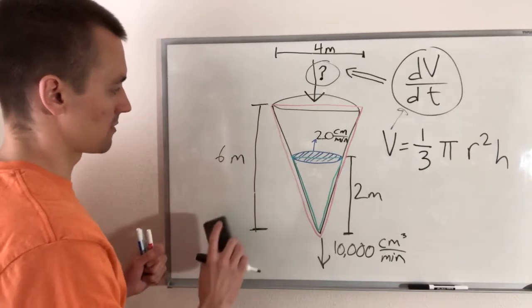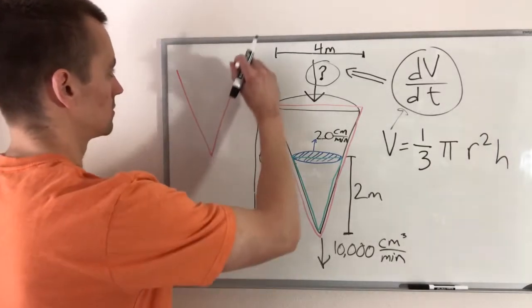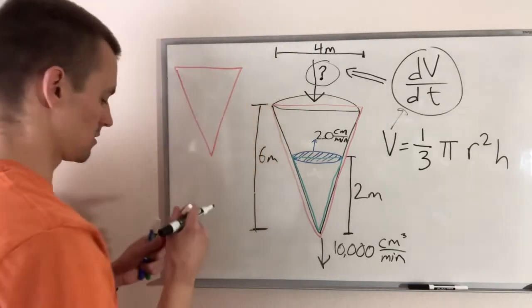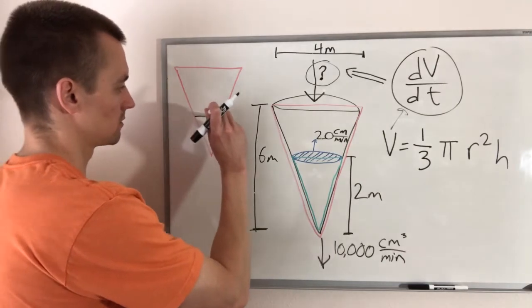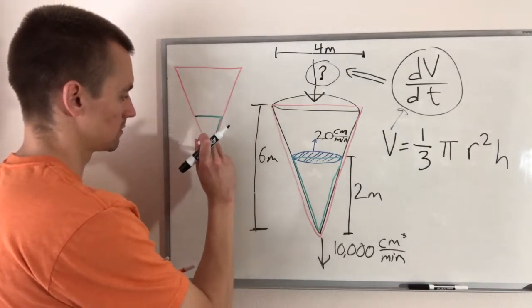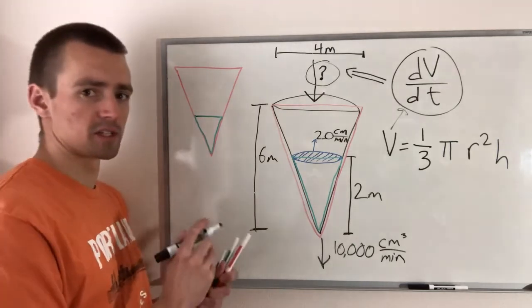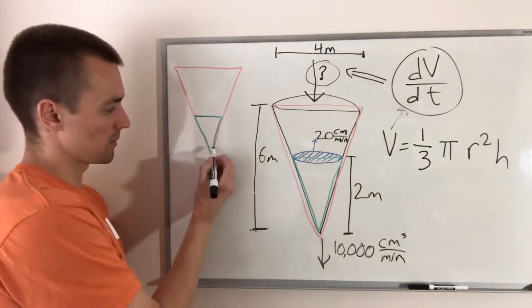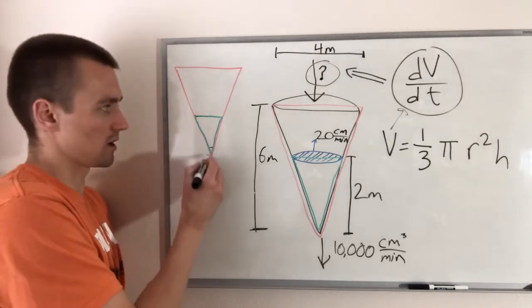And I'll just kind of draw them off to the side here. If we have our large triangle, and then inside of that we have this small triangle, we know that these are going to be similar triangles because this bottom angle is going to be the same for both triangles because they share the exact same sides right here.